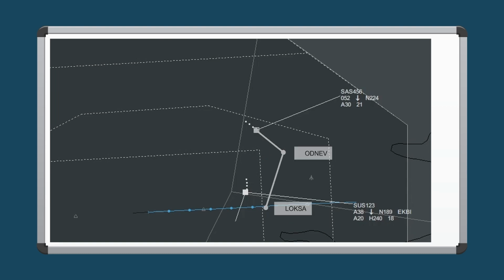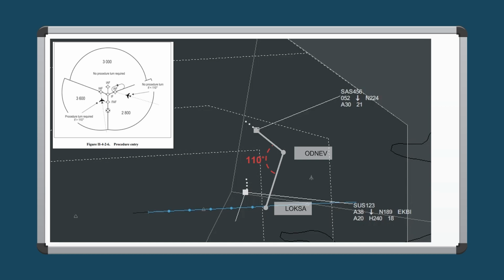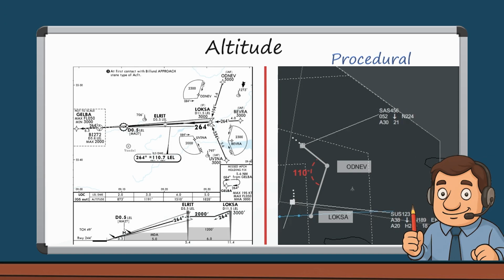Altitude-wise, there are actually differences as well. For the procedural, it's generally simpler. All procedures will have a descent profile aircraft will follow when they are cleared for their approach. You must clear the aircraft down to the first altitude restriction on the procedure, or the MSA, whichever is higher. For Billund, for example, here at ODNEV, the minimum altitude on the first sector is 3,000 feet, meaning ODNEV must be 3,000 feet or above. MSA is 2,300, so 3,000 is indeed the one to go to. Then LOXA, still at 3,000 feet, and then LRIT at 2,000 feet.